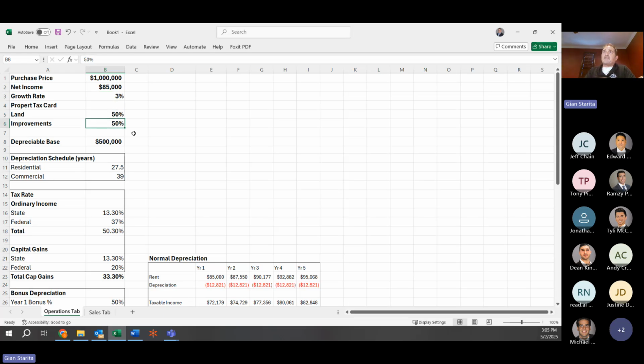50% land, 50% improvements. So that means my depreciable base, the number I can use to start this whole depreciation calculation, is $500,000. 50% of the $1 million. You might say, well, why is that my number? The concept is land never depreciates, right? The building you put on the land is only good for so many years, but the land itself doesn't depreciate.